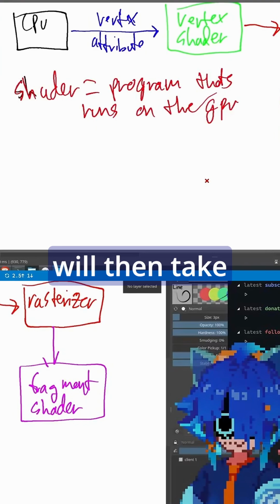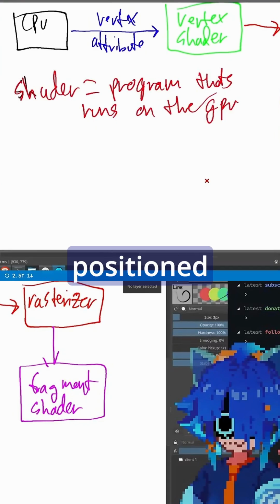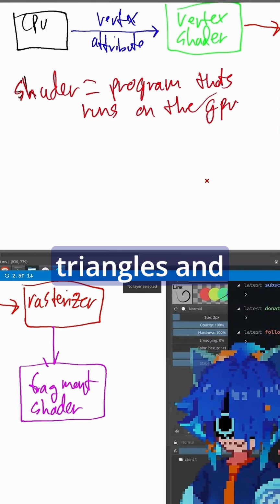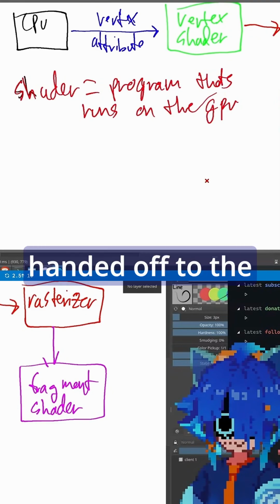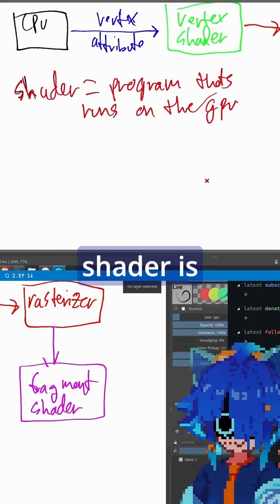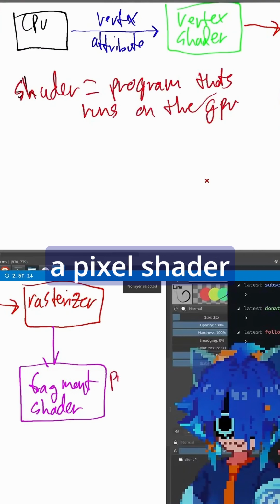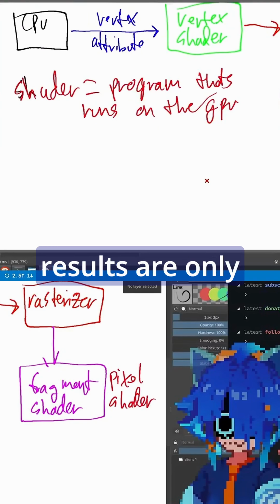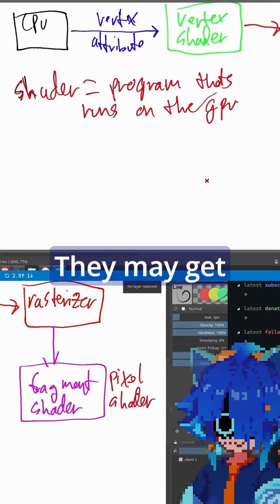The rasterizer will then take those vertices that have been positioned, take the triangles, and convert them into pixels, which are then handed off to the fragment shader. And the fragment shader is sometimes called a pixel shader because it works on pixels. We call it a fragment shader because its results are only a fragment of the output. They may get mixed together with other stuff. They may get thrown away.